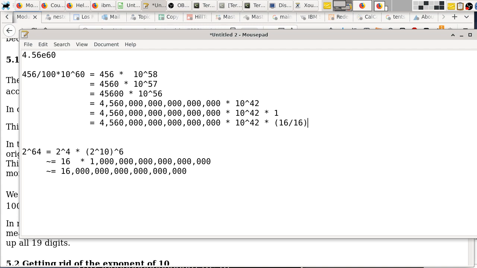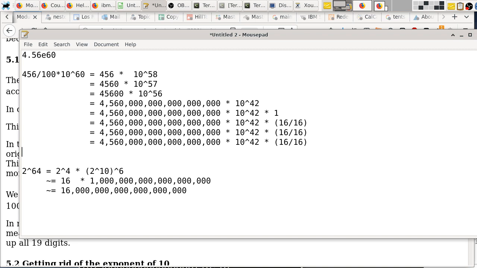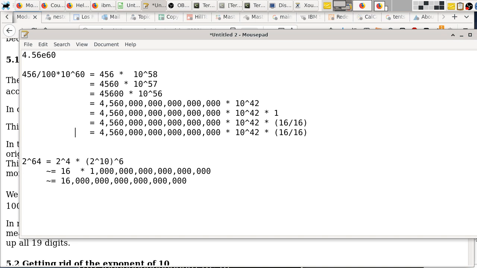Would that be okay? Can I re-express 1 as 16 divided by 16? Okay, cool. And can I move that 16 divided by 16 around just a little bit? In other words, I will do the division by 16 over here, but I will keep the multiplication by 16 to a later point. Would that be okay?